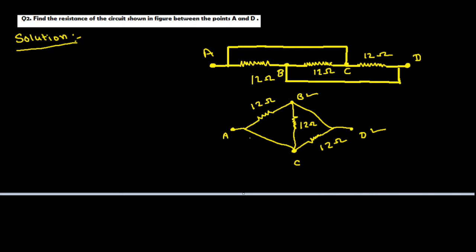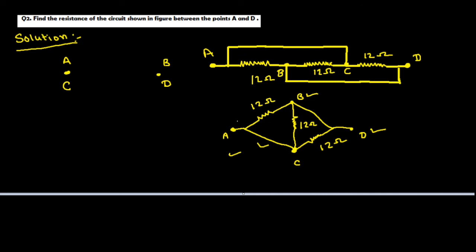Now, between these 2 points A and C, there is no resistance. This implies that point A and C coincide. Similarly, between point B and point D, there is no resistance. So point B and D coincide. Now, let us see from this figure.